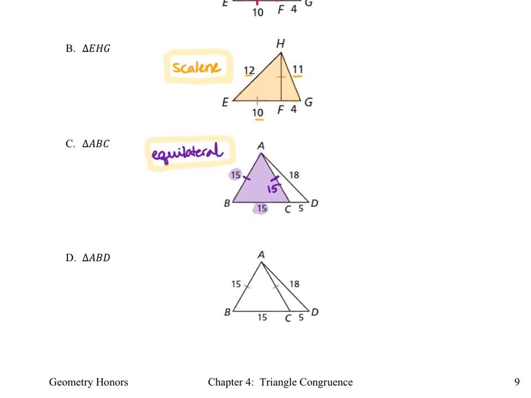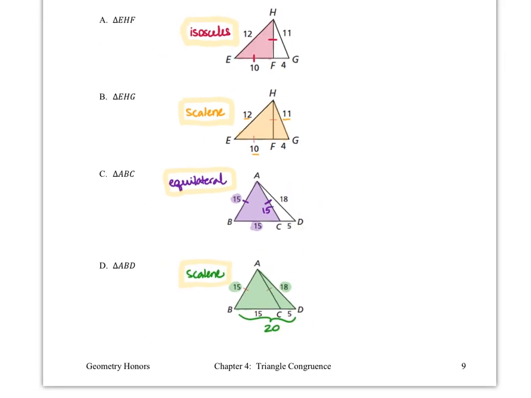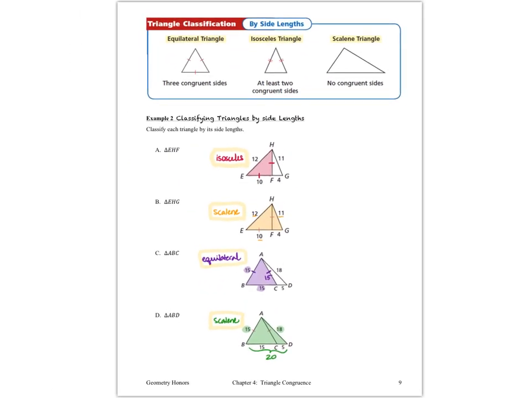Last of all, we have question D, which refers to triangle ABD. Triangle ABD has one side length of 15, another side length of 18, and a third side length of 15 plus 5, or 20. That means that each of the three side lengths on triangle ABD is a different length, so that makes this a scalene triangle. We have successfully classified triangles by their side lengths. Let's move on to example 3.